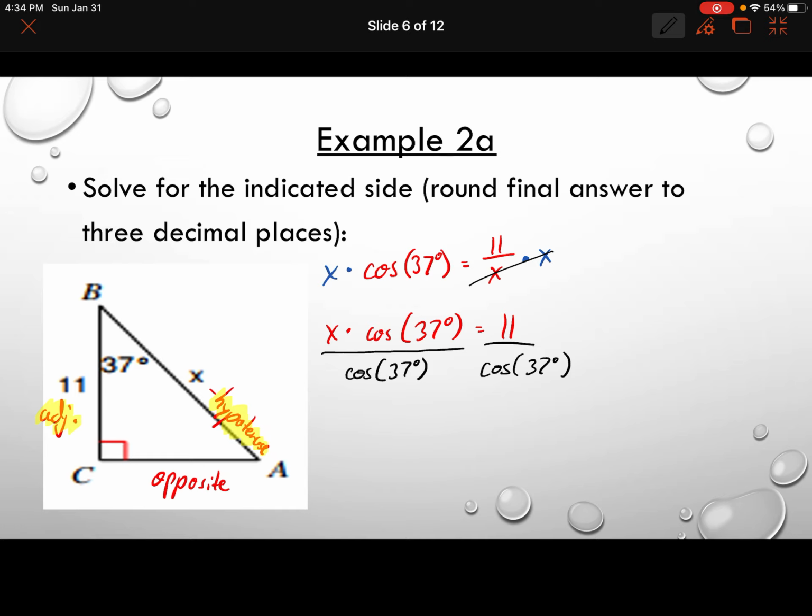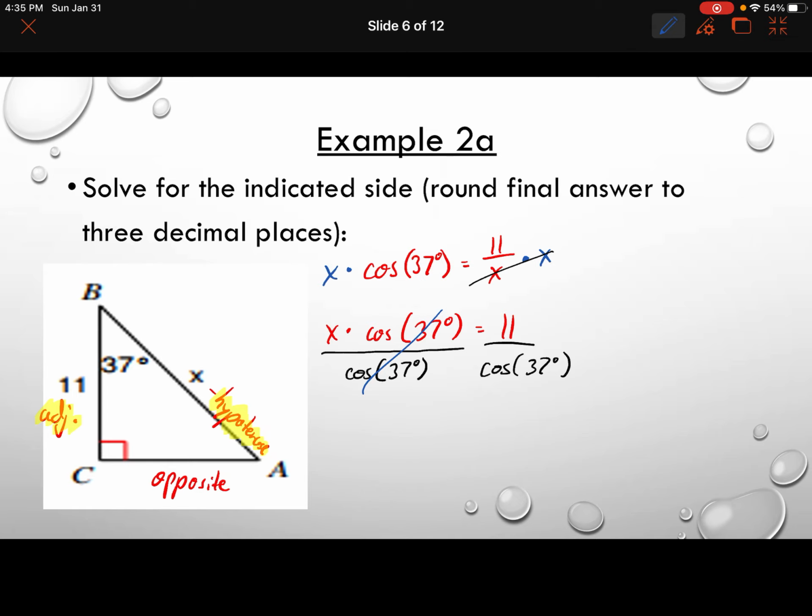Now one thing you can't do is say, well, I'm going to divide by cosine, but I'm going to leave the 37 there. No, the cosine and the 37 are together. They represent one term, one value. Cosine doesn't mean anything if you're not taking the cosine of something. So that 37 and the cosine are, what's the word I'm looking for here? Attached at the hip, basically.